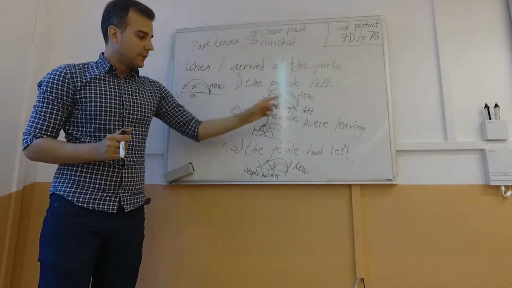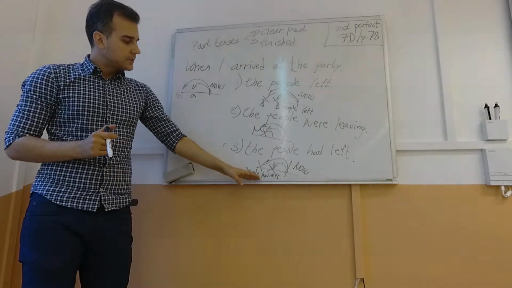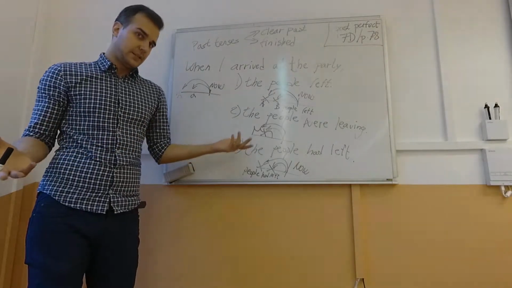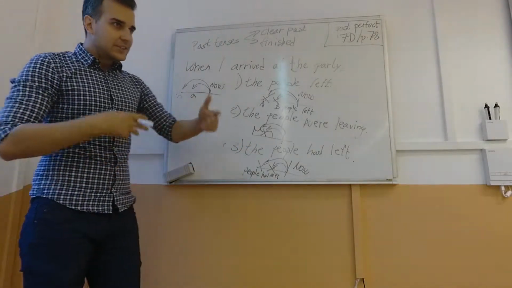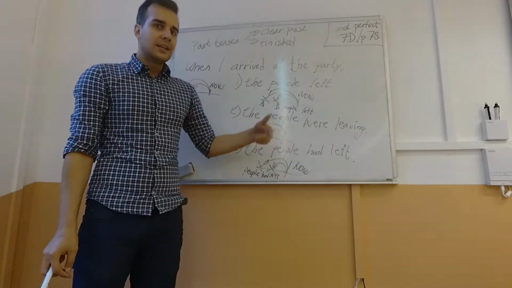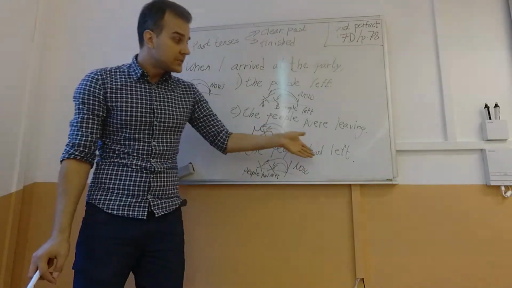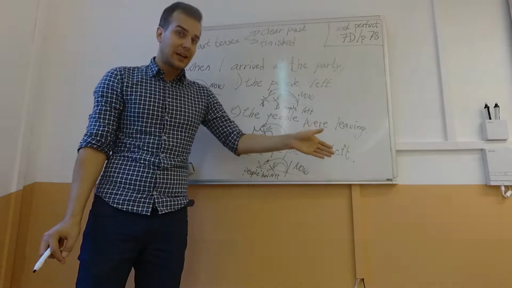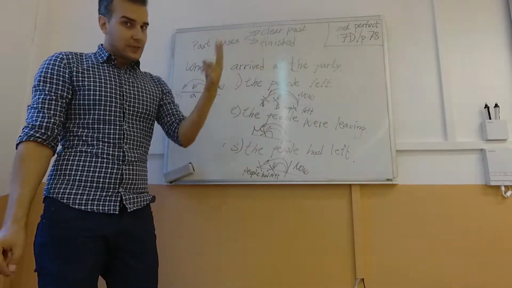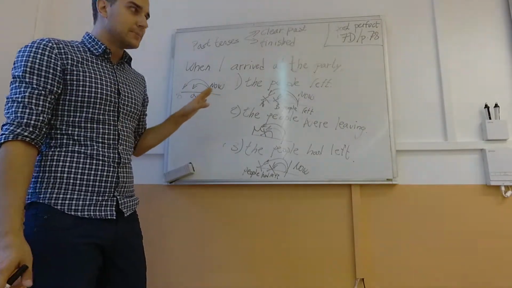When I arrived at the party, the people had left. And this is because people had left before I arrived and the party was empty. I can easily go around it and I can just say, the people left when I arrived at the party. Alright? It means the people left, and after that I arrived at the party. Then you can just use past simple.